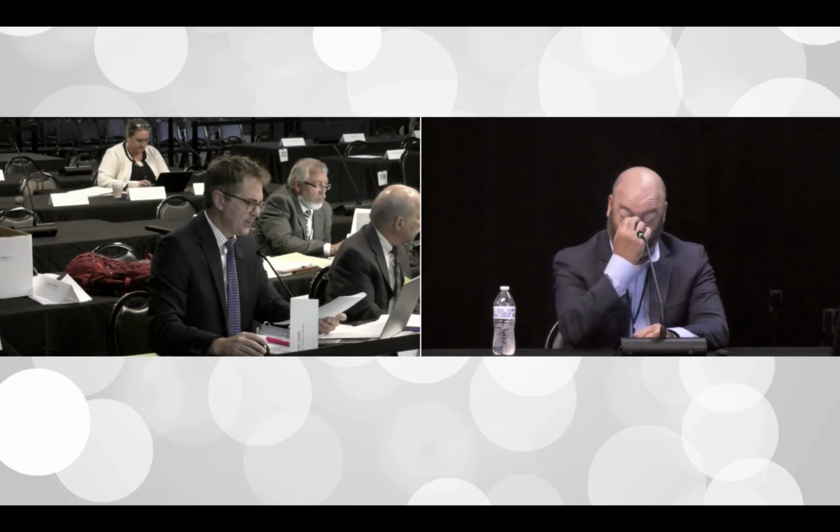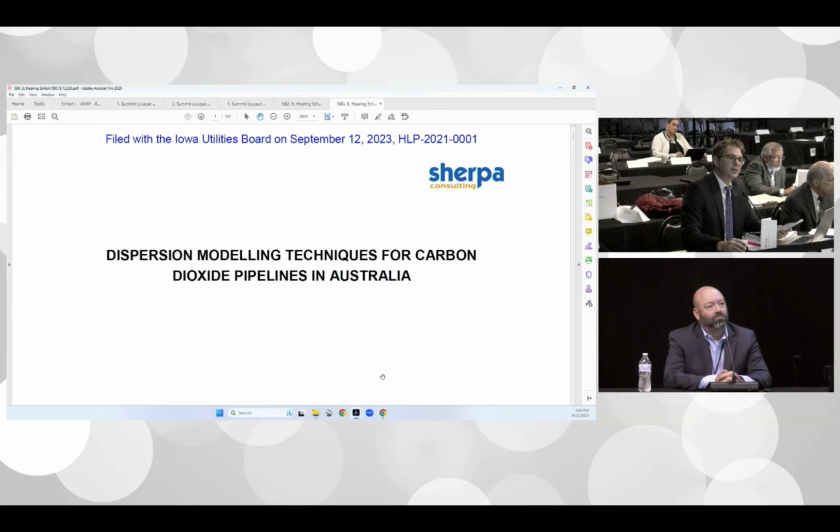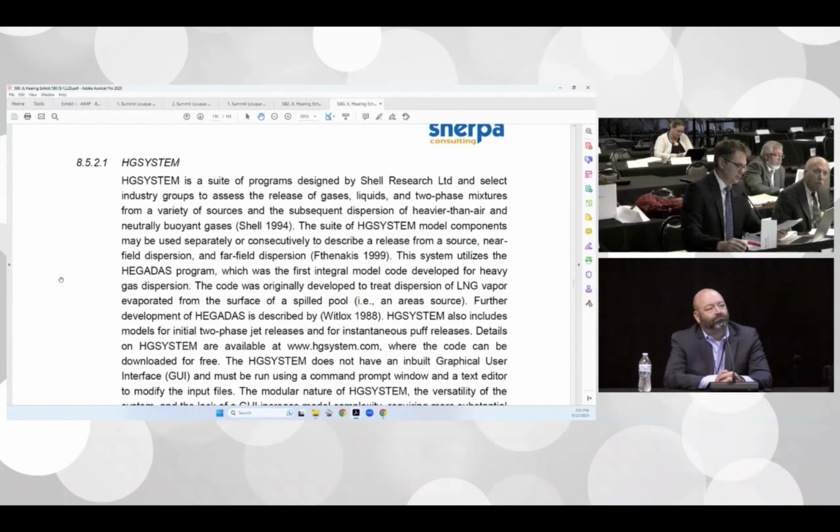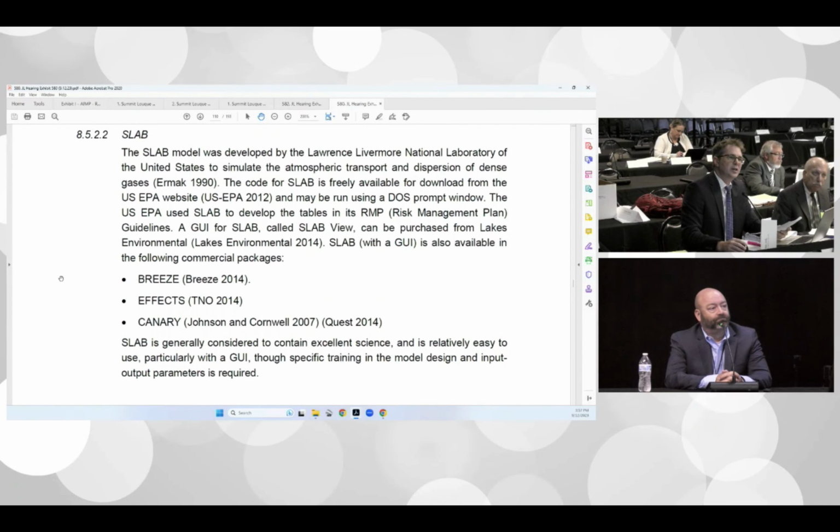If we could pull up LO580, please. And then go to page 110, and scroll down to the bottom half of the page. So the SLAB model, S-L-A-B, do you agree that the Canary software package by Quest fits under the SLAB model category? That's what it says in this report. All right. And then if we could go to page 19, please.